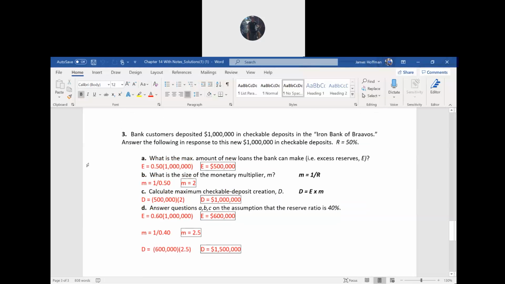All right, so A, what is the maximum amount of new loans the bank can make? So what are their excess reserves? They have to keep the amount required on reserve. They can lend the excess amount. So in this example, they have to keep 50%. The reserve ratio is 50%. They can lend out the other 50%. So if they have to keep 50% of reserve, they can lend out the other 50% of $1 million, which is 500,000. So they have to keep half on reserve. They can lend out the other 500,000, which are excess reserves.